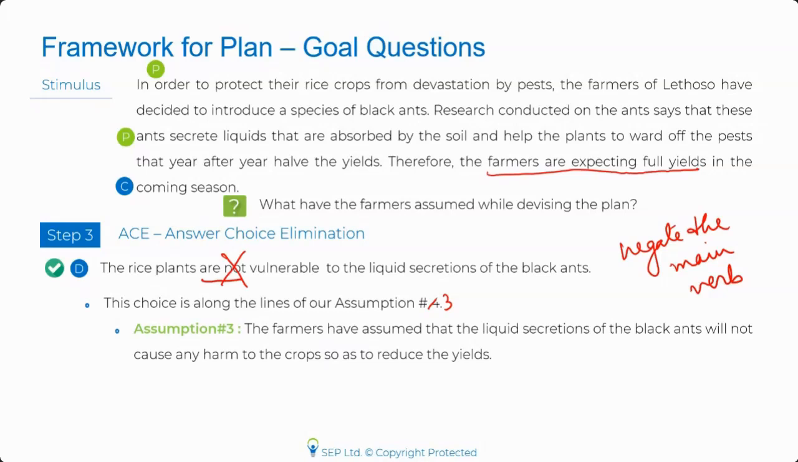So Manisha is asking, shouldn't the assumption be new info? So yes, Manisha, assumption should be new information. Assumption should always be new information. For example, rice plants, whether they are vulnerable or not vulnerable, is not given in the passage. So it is definitely new information. An assumption cannot be something which is already mentioned in the paragraph. An assumption cannot be something that you can actually infer from the paragraph. All right. Clear? Manisha, I hope that is clear.